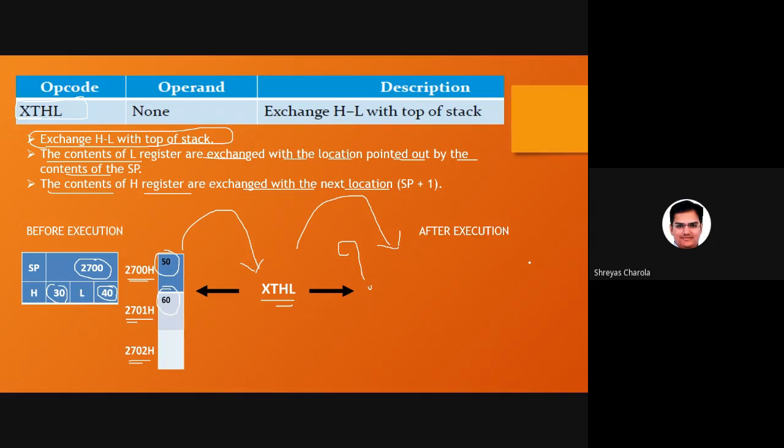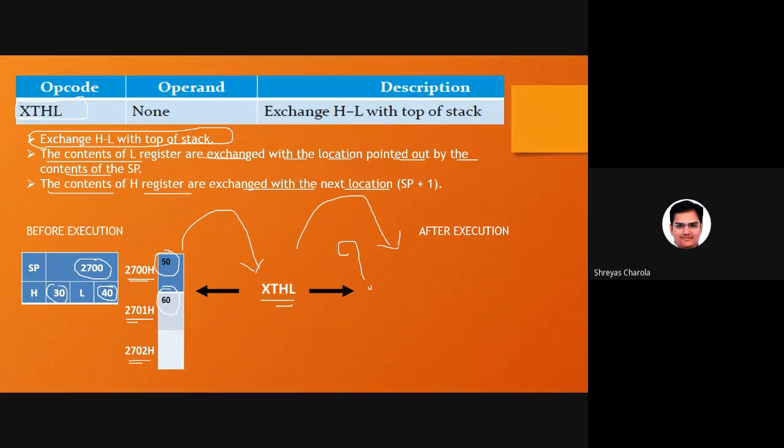H50 or H60? What do you think? H50 or 60? L60. Okay, Harshit is saying L60. Abhishek, 70. Don't know from where the 70 came. Harshit said H50. Okay.